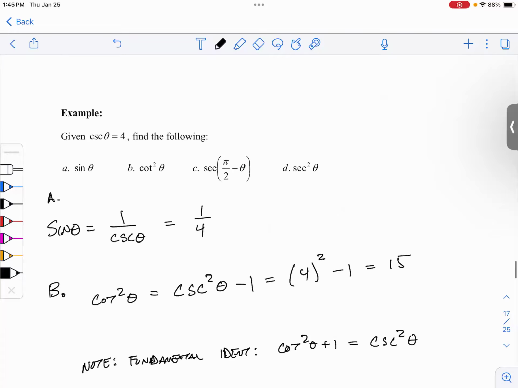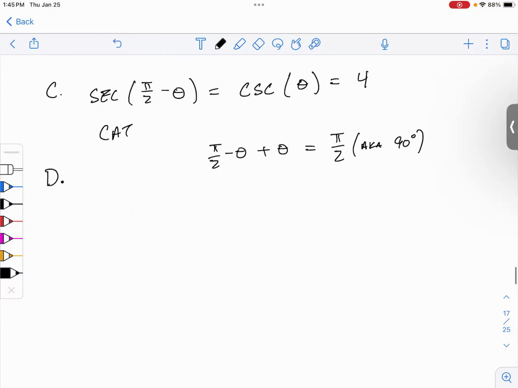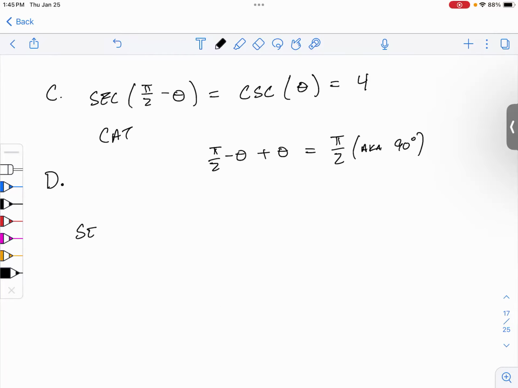Okay, and last but definitely not least, secant squared theta. Once again, when you have squareds, what possibly should come to mind? A fundamental identity. In this case, the fundamental identity is tangent squared theta plus 1 equals secant squared theta.